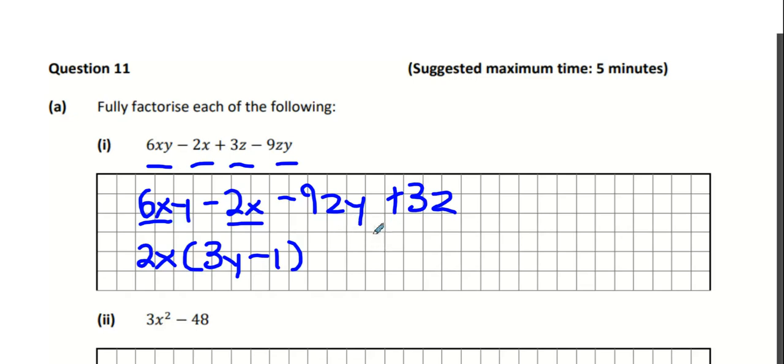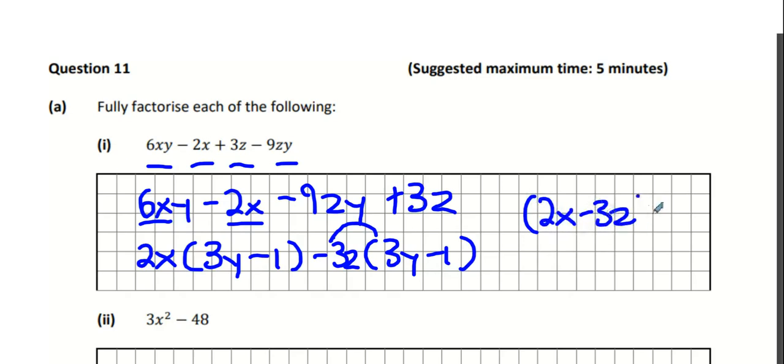If we do this correctly, what way do both brackets have to work? It should be 3y minus 1 as well. What multiplies by 3y to give you minus 9zy? Minus 3z, yeah. Cool. Lads, can you focus on what we're doing here? And what's the answer? Okay. The next one.